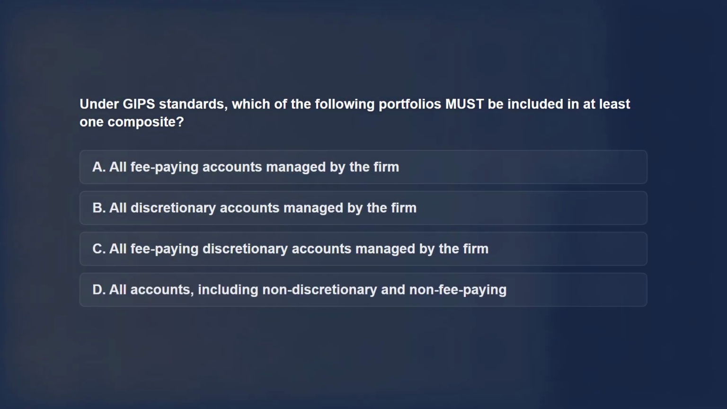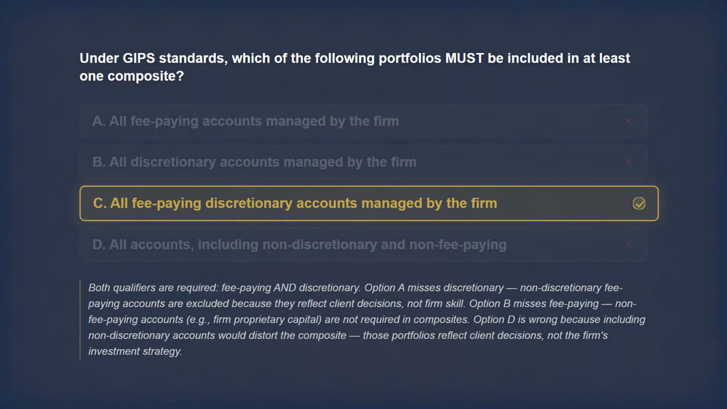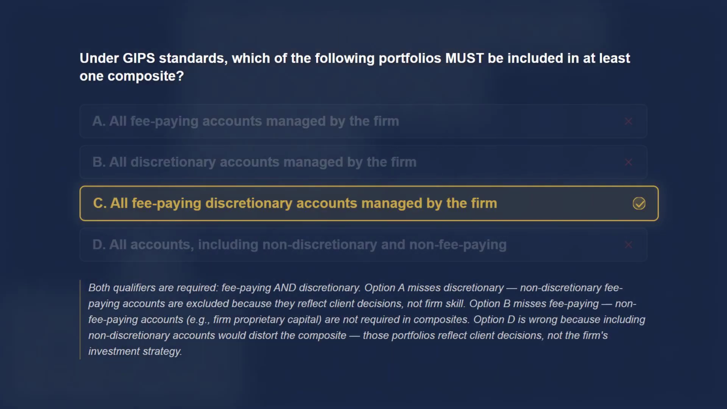Exam question. Under GIPS, which portfolios must be included in at least one composite? A. All fee-paying accounts. B. All discretionary accounts. C. All fee-paying discretionary accounts. D. All accounts including non-discretionary. 2 qualifiers both required. What are they?